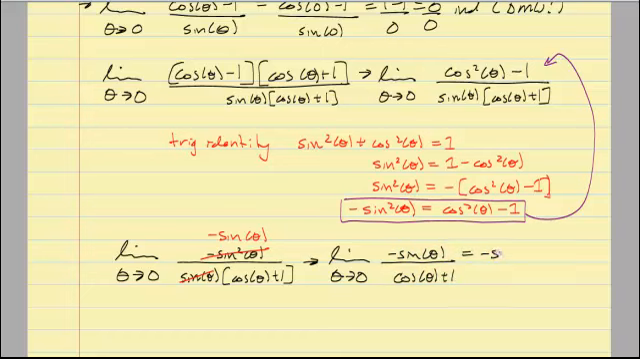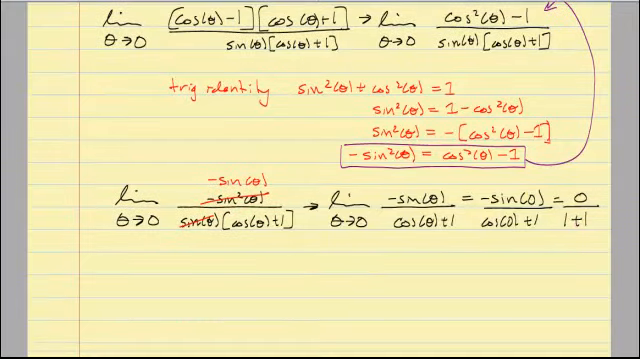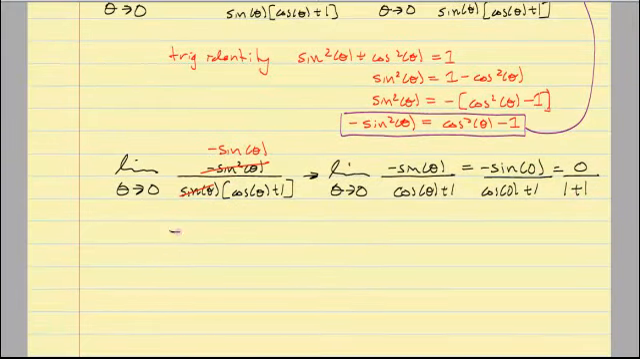Plugging directly in, I have negative sine of 0 over cosine of 0 plus 1. Sine of 0 is 0, and at this point we might worry a little bit because we might say, oh no, we're going to get 0 over 0 indeterminate again. But let's plug in the denominator and see what we get. Cosine of 0 is 1. 1 plus 1 is 2. So I get 0 over 2 here, which of course is just 0. So that is an okay limit. If I had a 0 in the denominator, I would have had a problem.